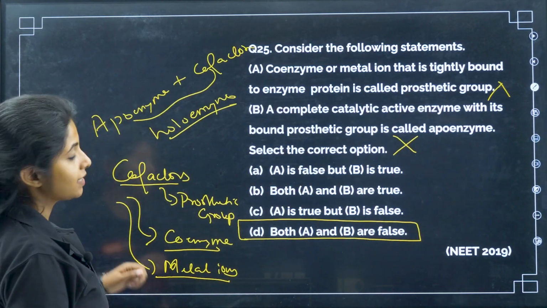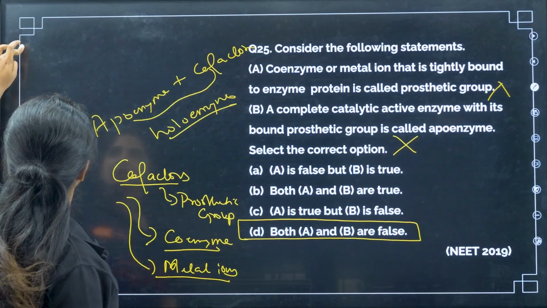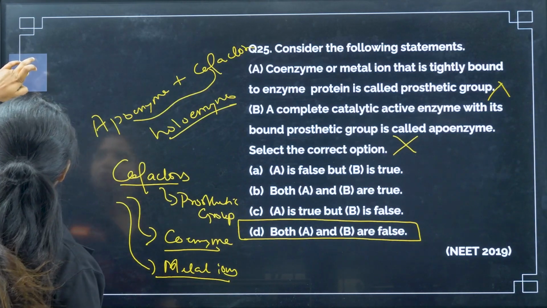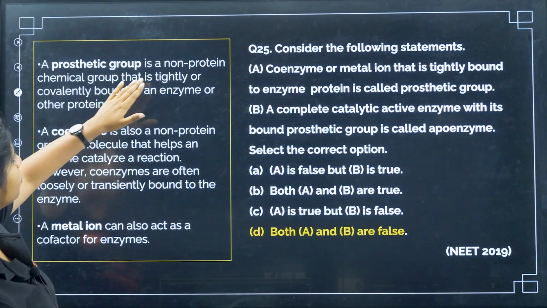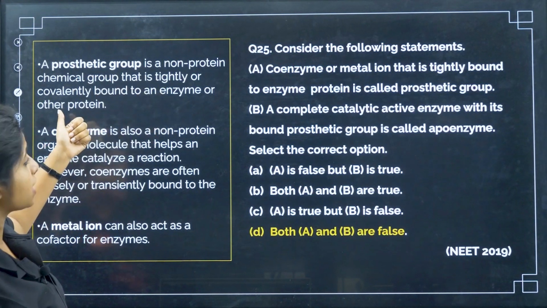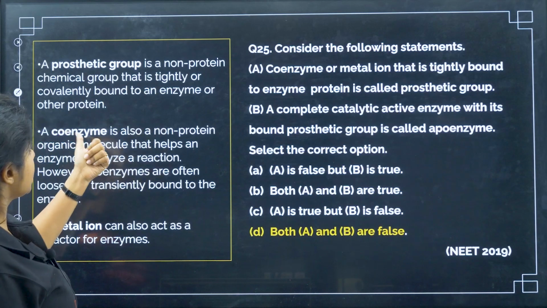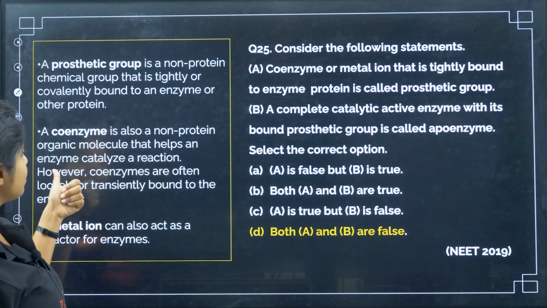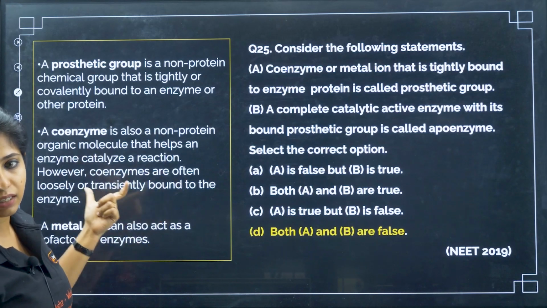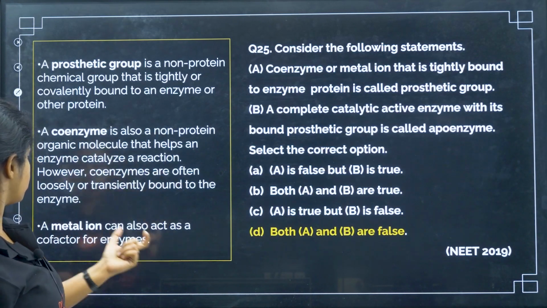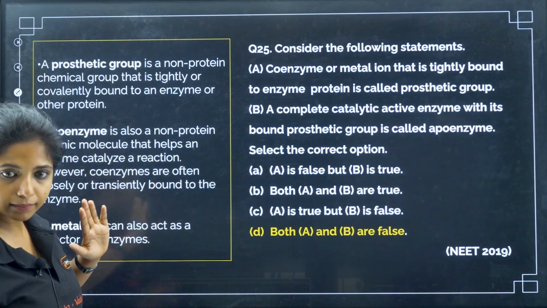Cool? Going ahead. A prosthetic group is a non-protein chemical group that is tightly, covalently bound to an enzyme or the protein. The coenzyme is also a non-protein organic molecule that helps an enzyme catalyze the reaction. However, coenzymes are often loosely or transiently bound to the enzyme. Metal ions can also act as a cofactor for an enzyme.